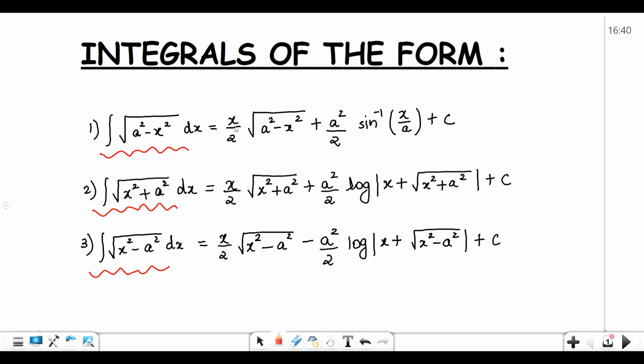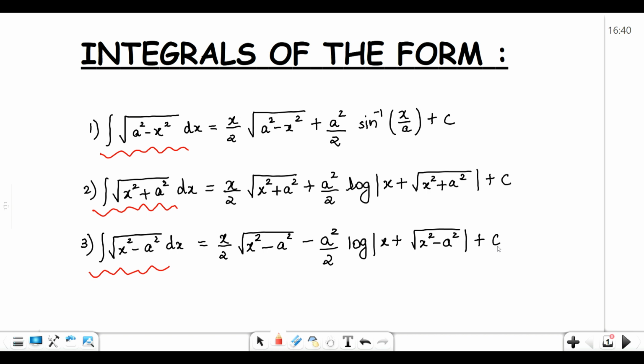So the first formula is x by 2 square root of a square minus x square plus a square by 2 sine inverse x by a plus c. And for the second one, x upon 2 square root of x square plus a square plus a square by 2 log of x plus square root of x square plus a square plus c. And for the third part, that is x by 2 square root of x square minus a square minus a square by 2 log of x plus square root of x square minus a square plus c.